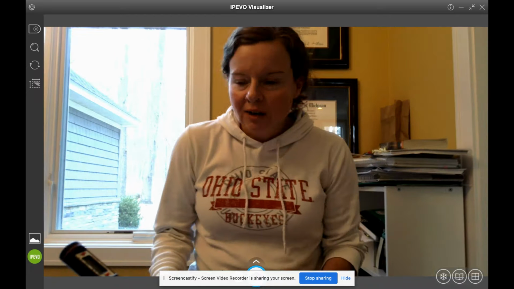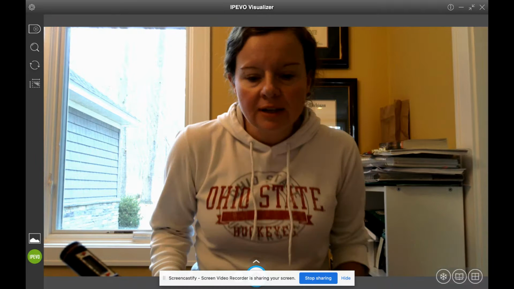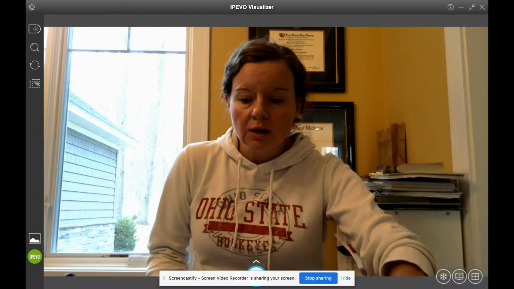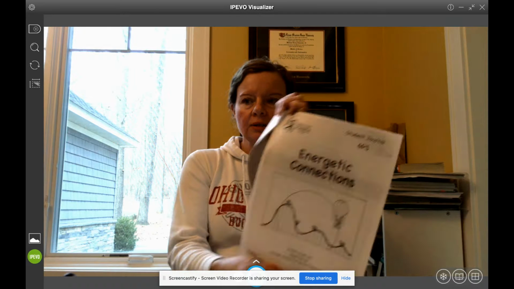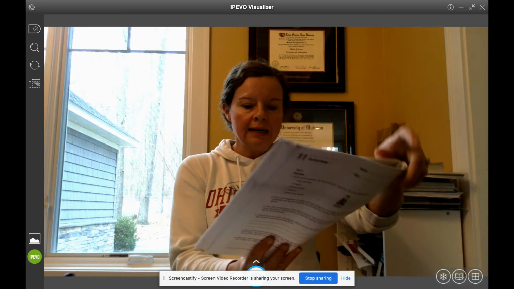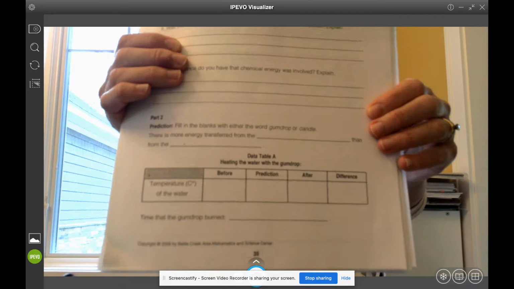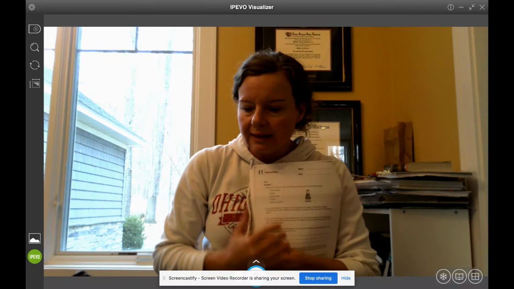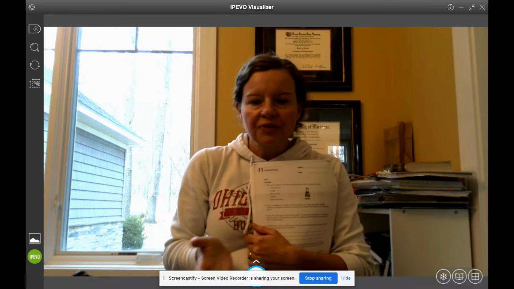Right, hey guys, we are going to do this next experiment together today. As we go through here, you are going to be working on your lab report. This is in Energetic Connections in that packet, and I am on page 39. Okay, page 39. We're going to be starting right here where it says part 2 to do this lab today. So let's take a look at what this lab's about before we start collecting any data.